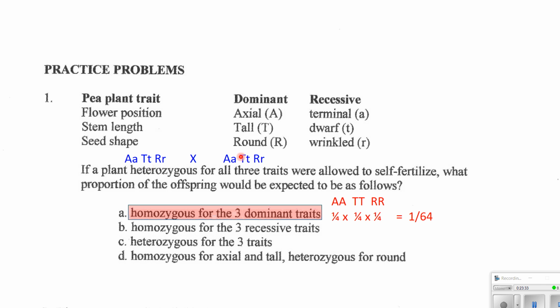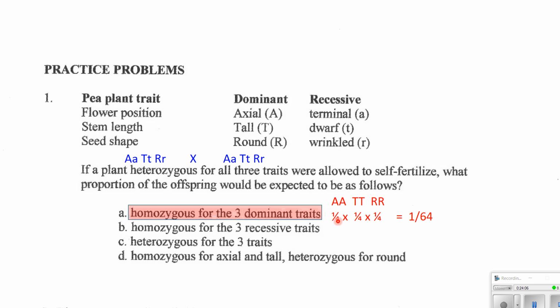1/2 times 1/2 is 1/4. And I can do the same thing for R. 1/2 times 1/2 is a 4th. Okay? And then rule of multiplication: if I'm going to have one offspring and all 3 of these things are going to happen at the same time in the same offspring, then I've got to multiply those probabilities. Rule of multiplication. So multiply your numerator, 1 times 1 times 1 is 1.